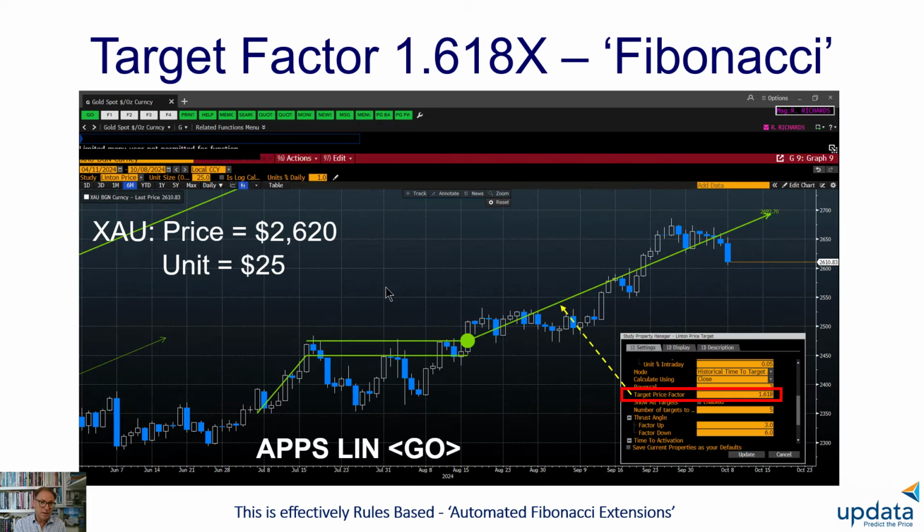0.618, this is effectively like a Fibonacci extension, and this is a way of automating it. It's rules-based. It doesn't require you to draw the Fibonacci levels on the chart. It just puts them on the chart automatically. So again, you could use 1.618 as a target factor. If you feel 2 is just exaggerating those targets too much, you set the target factor here in the settings, and that governs how far the target will project.